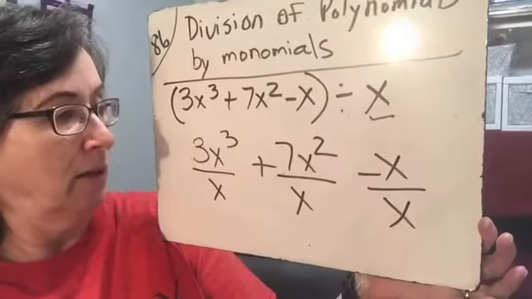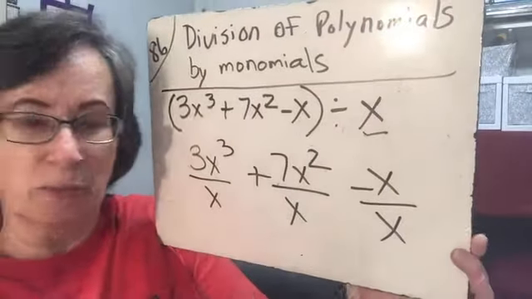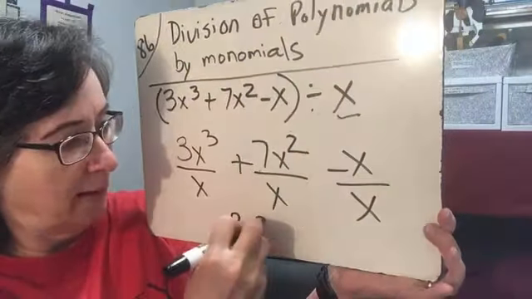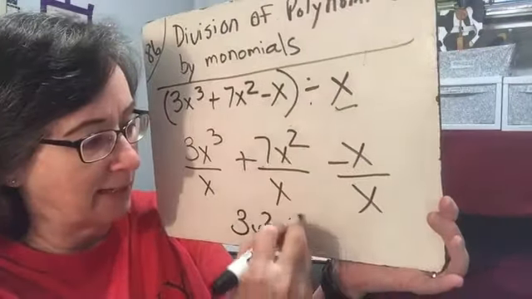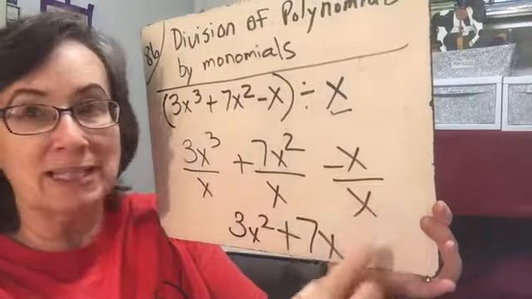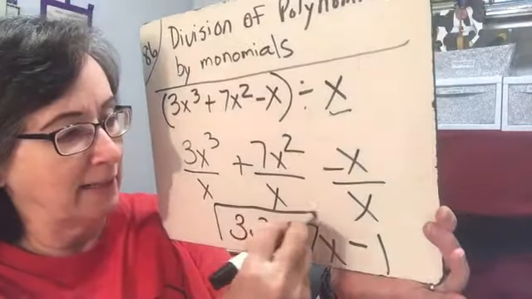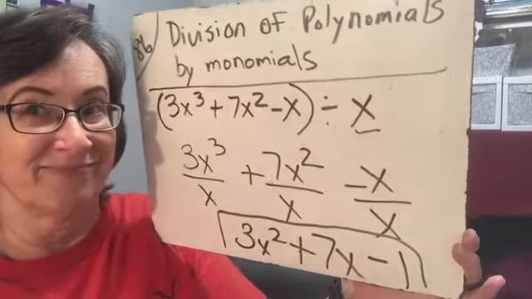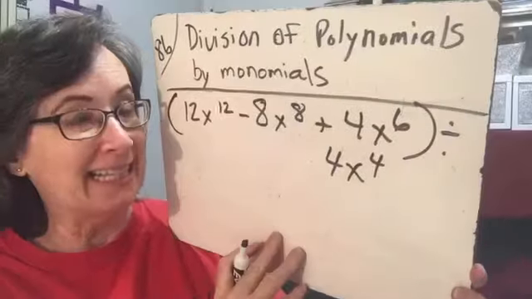So now we simplify. 3x cubed divided by x is 3x squared. And 7x squared divided by x is 7x. And negative x divided by x is negative 1. And that is pretty simple, isn't it? That's our answer.